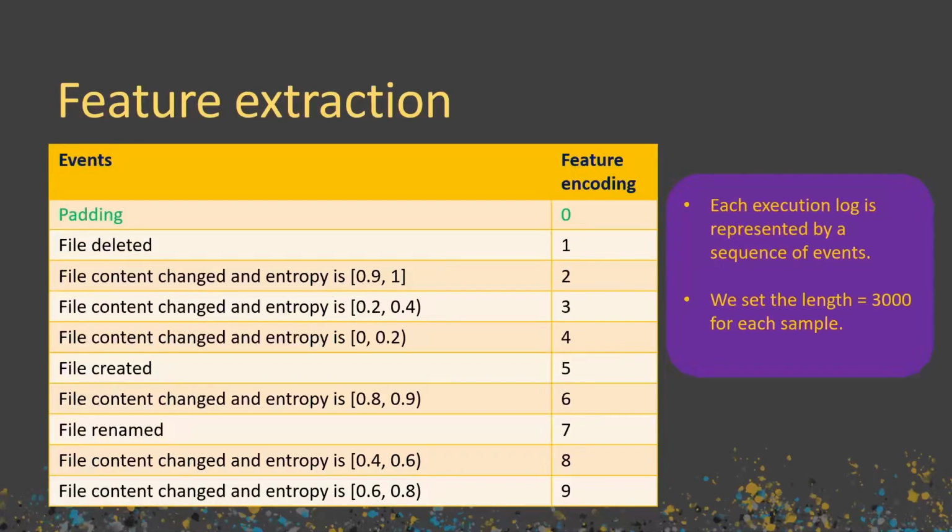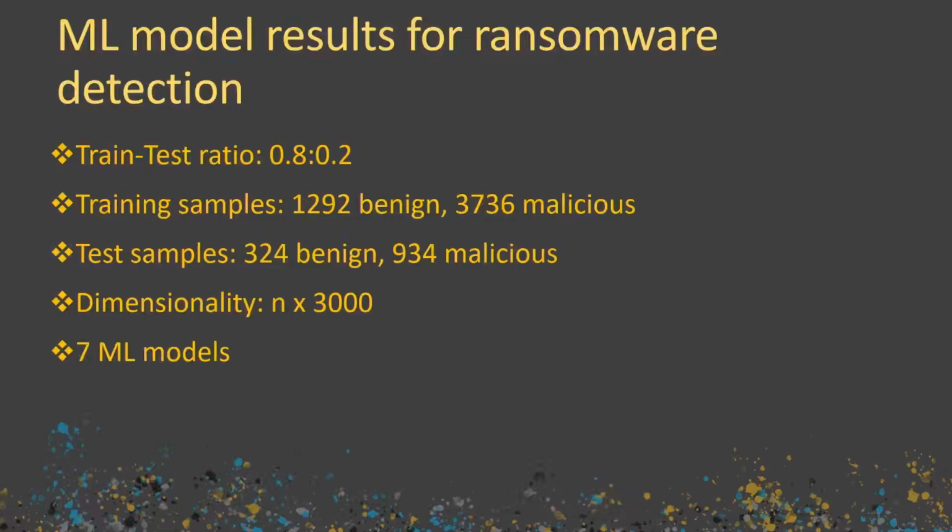So this is what our features look like. Each log is a representation of integer values from 0 to 9 in sequence. And then we do our training on the data set, where we have the train and test split at 80-20%. And we use 7 different machine learning models and evaluate a lot of performance metrics on the test set. Our dimensionality, originally we set it to n equals 3,000, and we can use additional dimension reduction methodologies to train on the models.